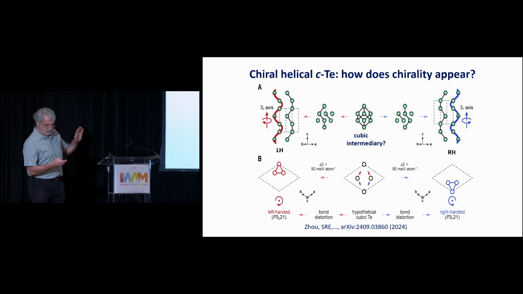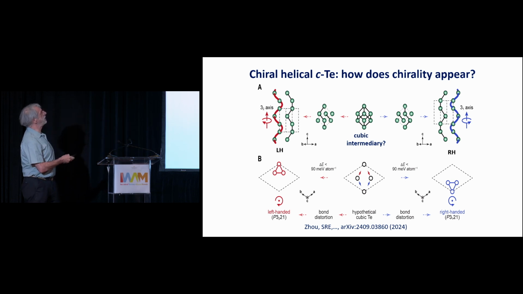Let me just very, very briefly talk about, again, tellurium. Crystalline tellurium is a chain structure, helical chain structure, and it could have a helix this way, right hand, or it could have a helix this way, left hand. These are chiral. They're not superimposable. So the question is, how does chiral tellurium crystallize?